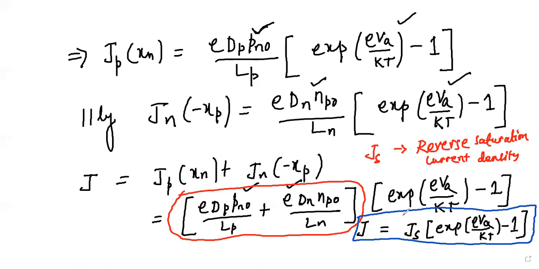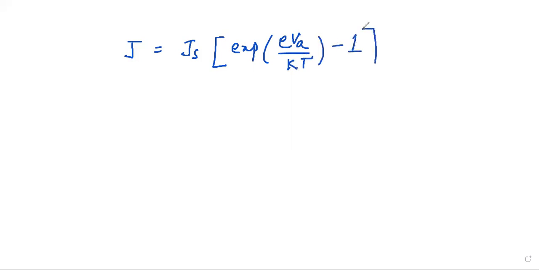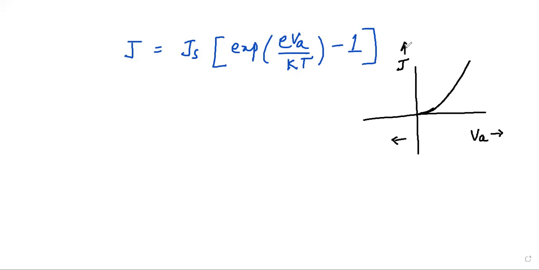So now if you plot a graph from this particular equation that we derived, J is equal to Js exponential of eVA by kT minus 1, for current and voltage, that will give you, for positive values of VA, a curve that starts at 0 and goes up like this, right? And similarly here for the reverse bias, when you go in this direction, your current density varies like this.